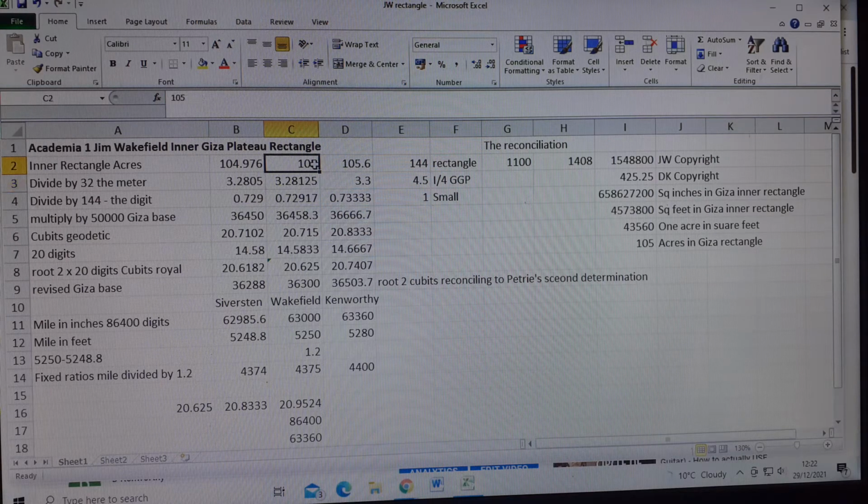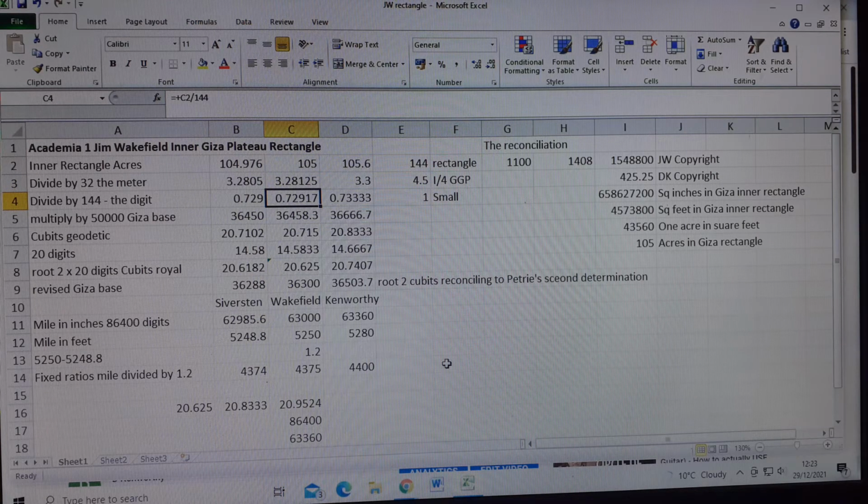So we're dividing now 105 by 144, which is the total number of the small pyramid quarter inside the large rectangle, the Giza Plateau rectangle. And we get this amazing figure, 0.7291666 recurring. And that's Algernon Berryman's second Egyptian digit. That is the Egyptian digit, and he tells us exactly how it's calculated. So what's coming out of Jim's model is, when we put acres in it, divide it by 32, we get the meter in feet. When we divide by 144, we get the digit in inches.